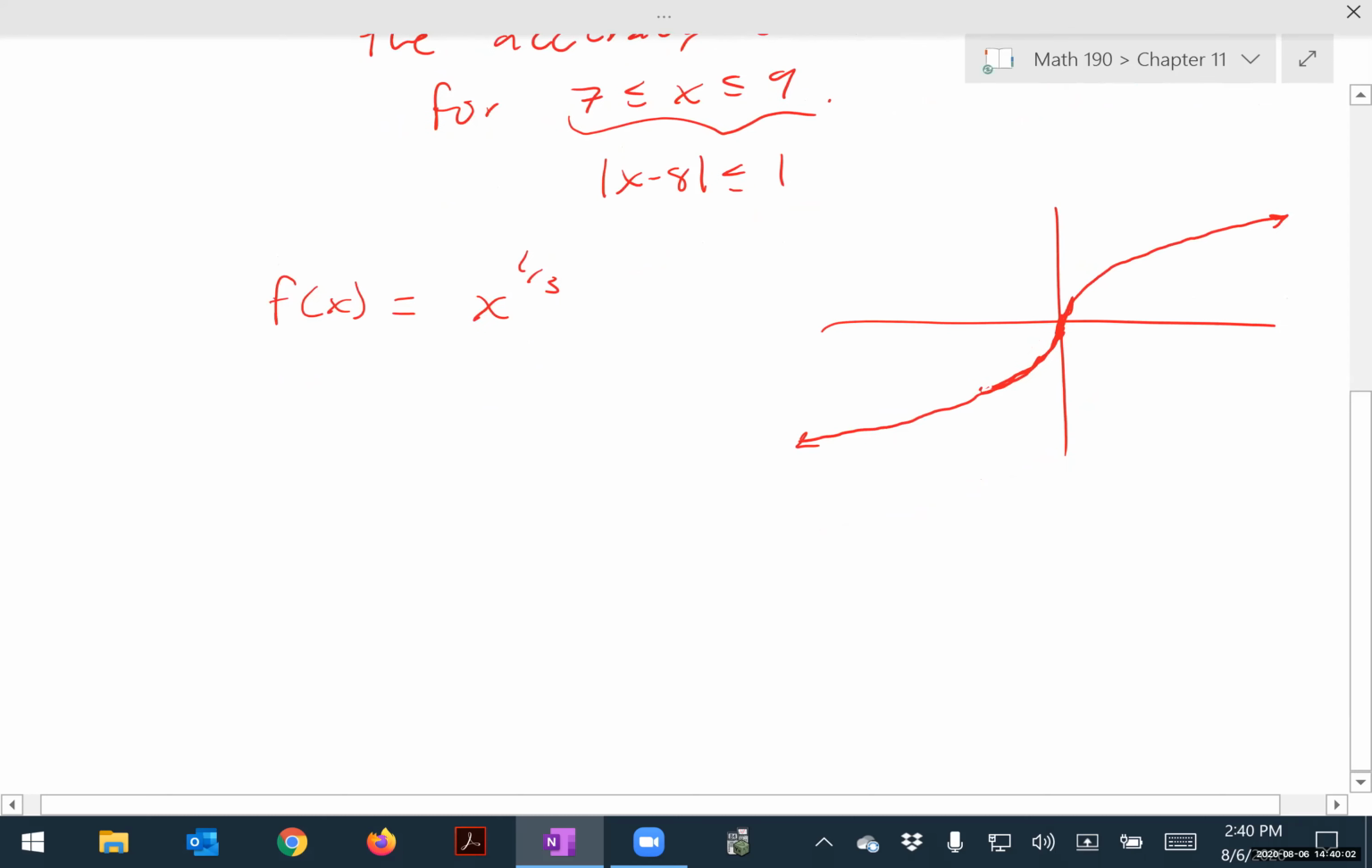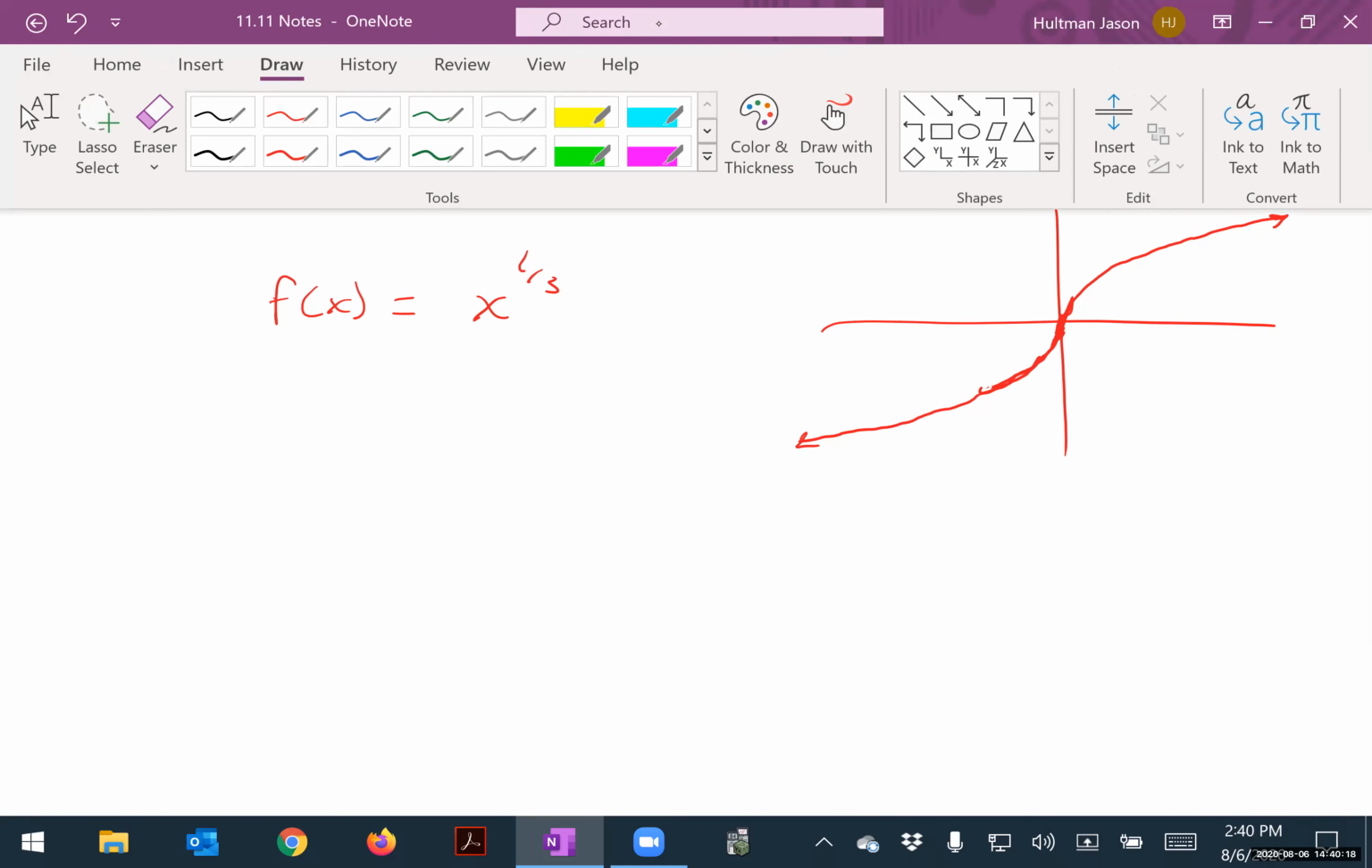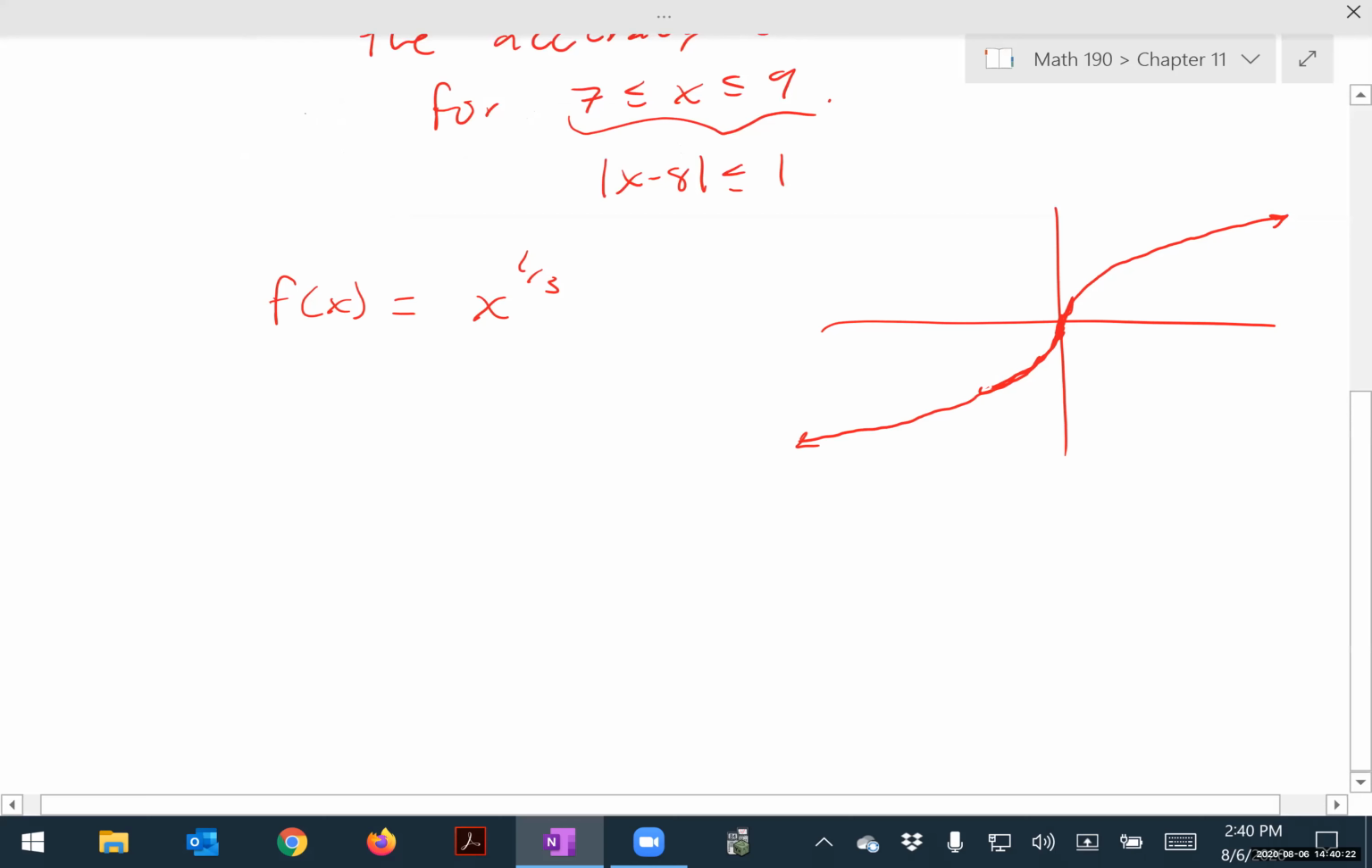There, you get an idea of x to the 1/3. We want to know what's happening at 8, when x is equal to 8. So I'm going to pretend that this is 7, this is 8, and this is 9. Hopefully you're okay with that. We want a quadratic that's a good approximation at x equals 8. So let's do the Taylor polynomial for this.